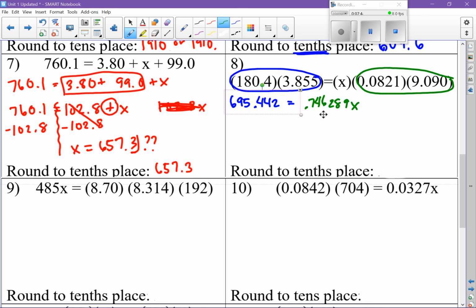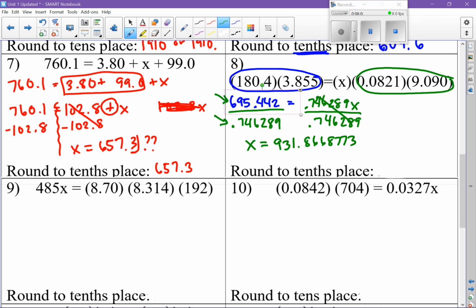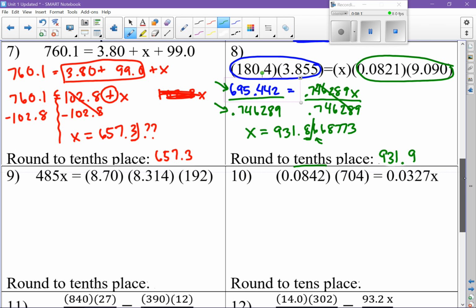Now it's very easy. Get the x by itself, divide by the thing that's touching the x. 0.746289. Divide both sides by that number. X equals, just do this divided by this. That's going to give you 931.8668773. We're going to go to the tenths place, which is right here at this 8. I'm going to keep the 931, but because of the 6 directly after the 8, I have to make the 8 into a 9, so 931.9.